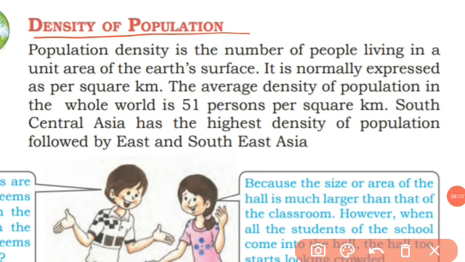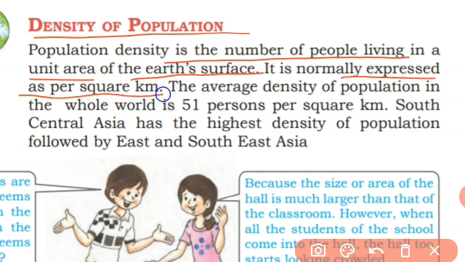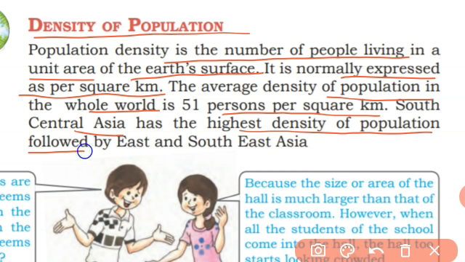Density of population. Population density is the number of people living in a unit area of the Earth's surface. It is normally expressed as per square kilometer. 1 किलोमीटर के राउंड सर्कल एरियाज के अंदर कितने पीपल्स वहां पर रहते हैं. The average density of population in the whole world is 51 persons per square kilometer. South Central Asia has the highest density of population, followed by East and Southeast Asia.